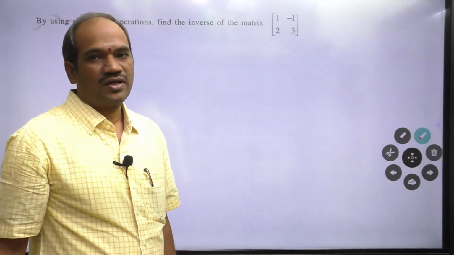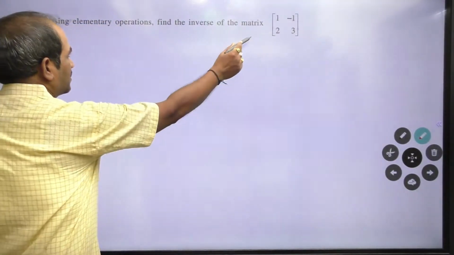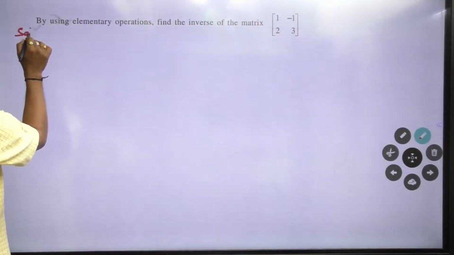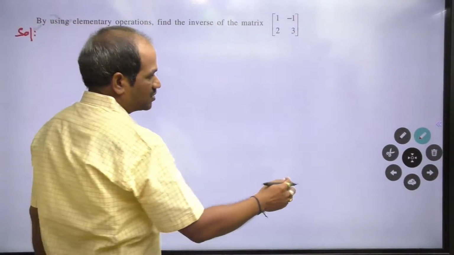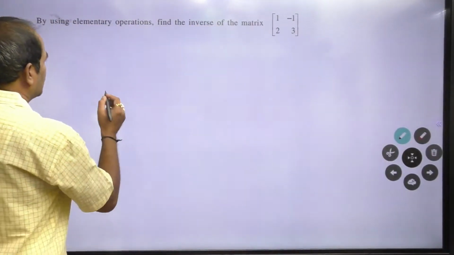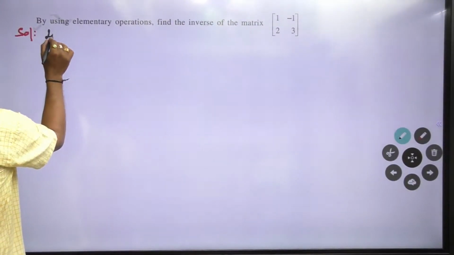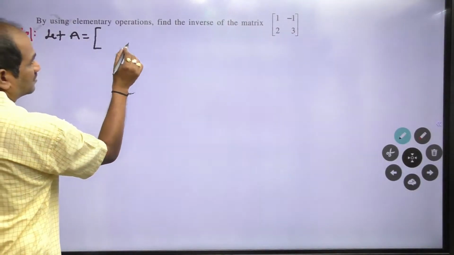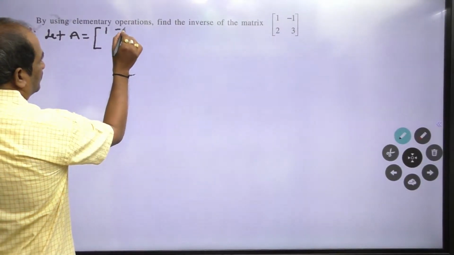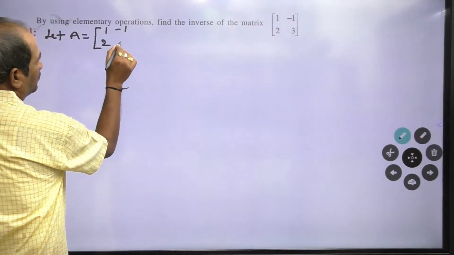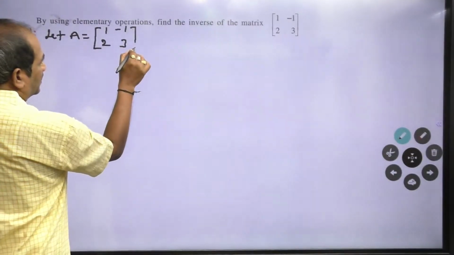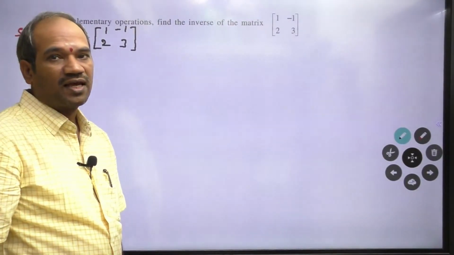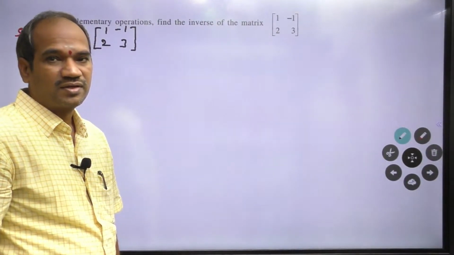In the solution, let A be the given matrix: 1 minus 1, next minus 2 3, that is 2 3. A can be written as A is equal to I into A.